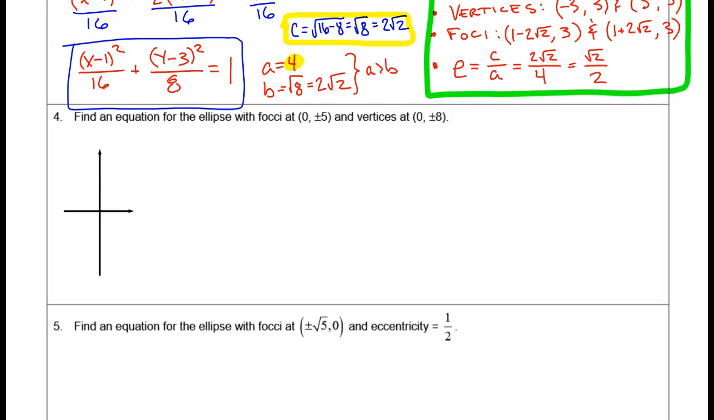I'm going to call this 0, comma 5. I'm going to call this 0, comma negative 5. And those are the locations of my foci. We'll call that F1 and F2. And then I have vertices at 0, comma 8, and 0, comma negative 8.